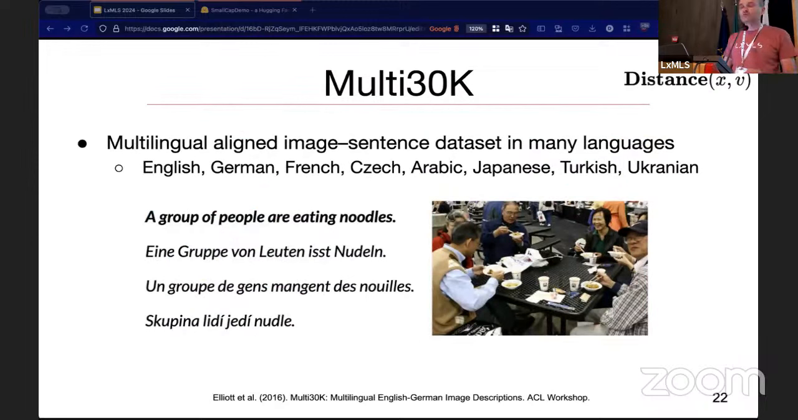In terms of my own group, we've been doing some work on multilingual image sentence collection. We created a data set a while ago called Multi30K, which is a multilingual aligned image sentence data set in many languages. We started out with English and German. It was extended into French and Czech, Arabic, Japanese, Turkish, and most recently Ukrainian. And so we end up having this small, it's only 155,000 sentences, but parallel corpus across all these different languages, which I think if you're really interested in language and the way that different things can be expressed, it's a cool resource to think about in terms of your research.